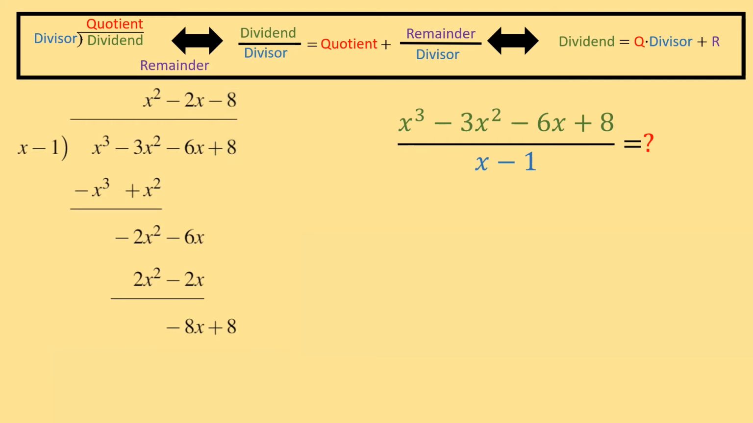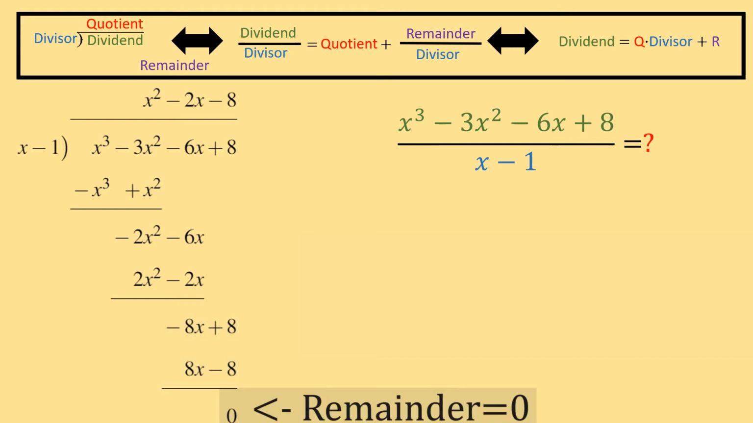I then multiply this negative 8 by our divisor, so it'll be negative 8 times x, which will be negative 8x. Negative 8 times negative 1 will be positive 8. Then I change the signs. I make it positive 8x, negative 8, and then I add vertically. And when I add vertically here, I end up getting a 0 down here. And that is something that we're generally looking for. That means our remainder is 0.